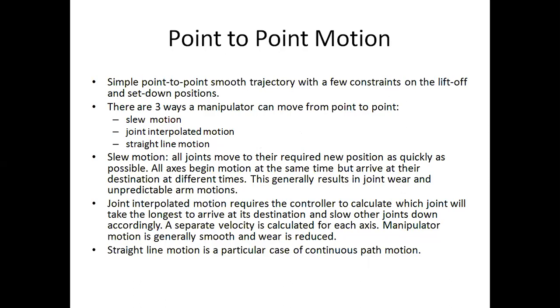So point to point motion. A simple point to point smooth trajectory with a few constraints on the lift off and set down positions. So we'll have a 3 degree of freedom manipulator which can move from point to point. We'll have a slew motion, a joint interpolated motion, and a straight line motion.